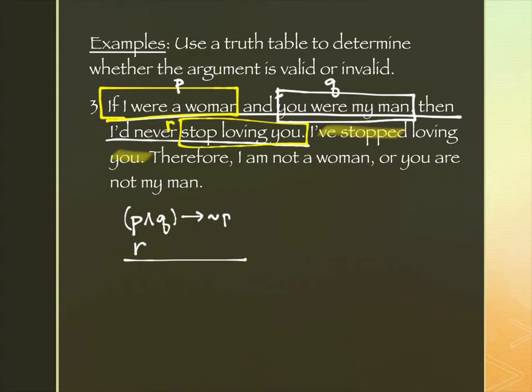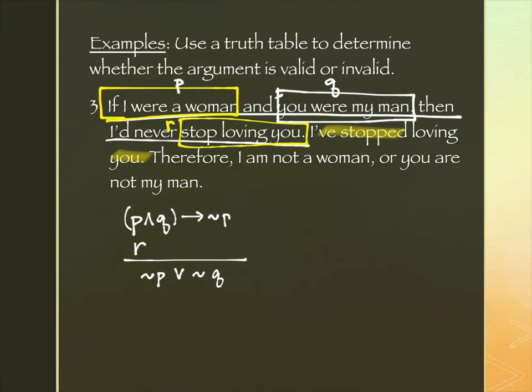So what is I am not a woman going to be? Tilde P. And then it says or. That one's the V. The V is or. Or you are not my man. Tilde Q. Okay, so this is step 1. We've assigned the letters and we've created all of the structure here. So step 1 was doing the letters up here. Step 2 is assigning the structure down here.